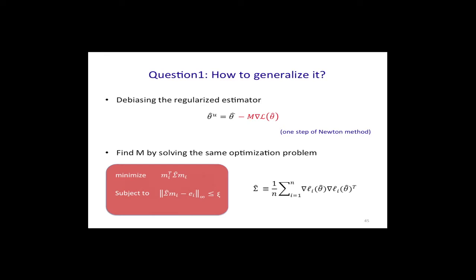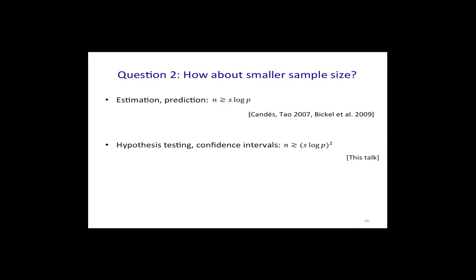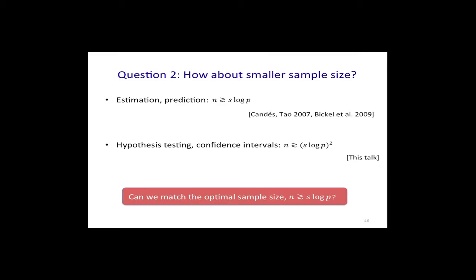And the second question is, what can we do if we have a smaller sample size? So people who are familiar with high-dimensional statistics know that for estimation or prediction, the number of samples that you want should be bigger than S log P. But here, for the method that I presented, in the theorem, N was bigger than S squared log P squared. And now the question is, can we match this optimal sample size? So I will provide a partial answer to this problem.